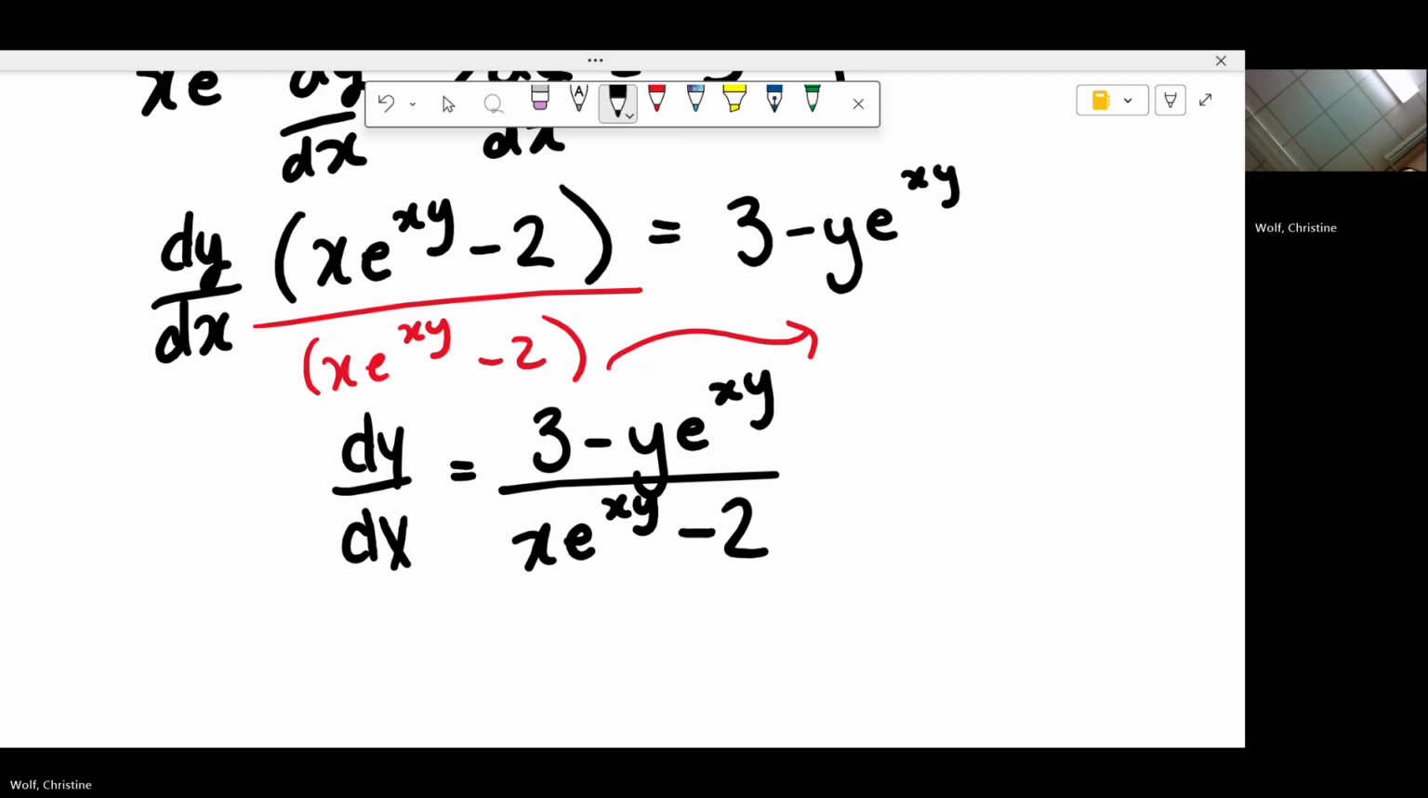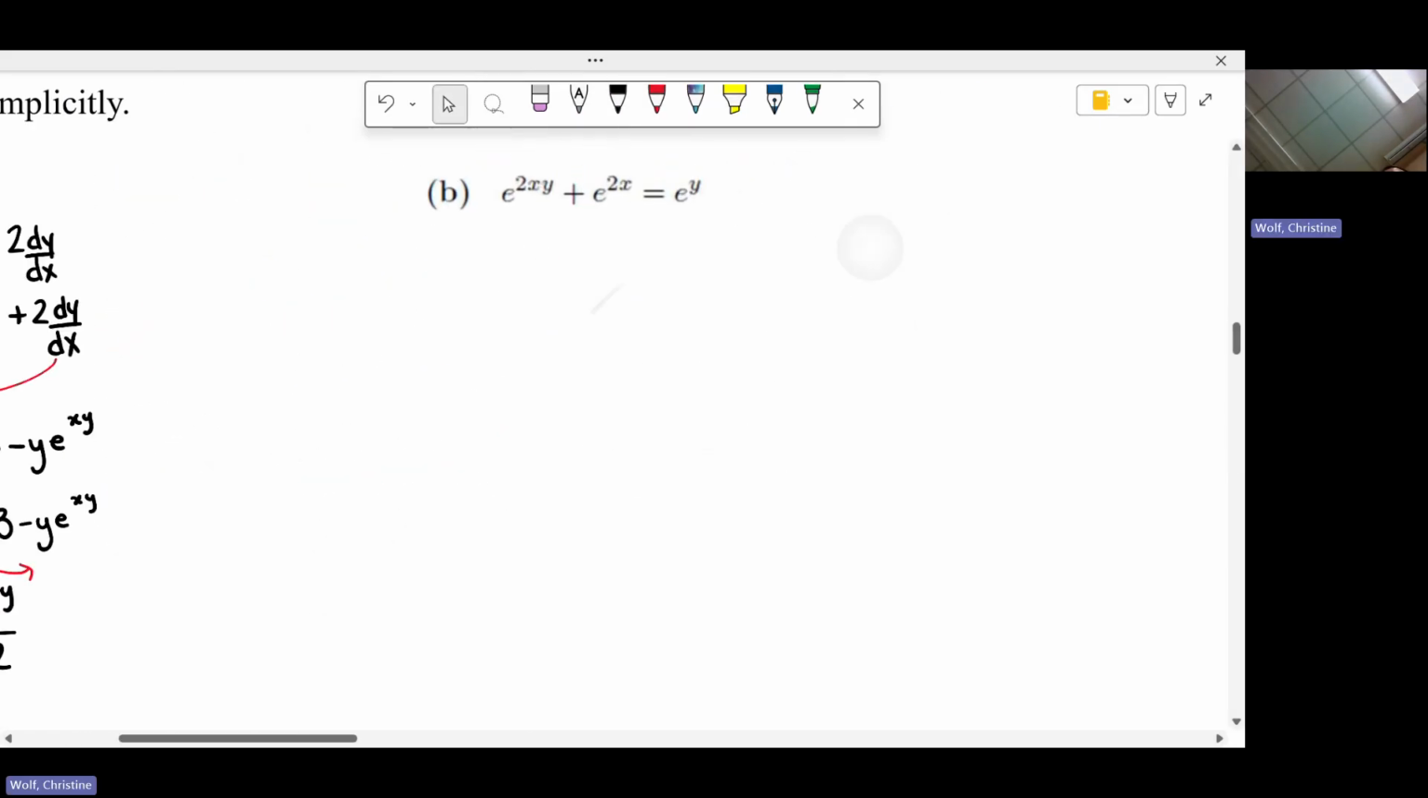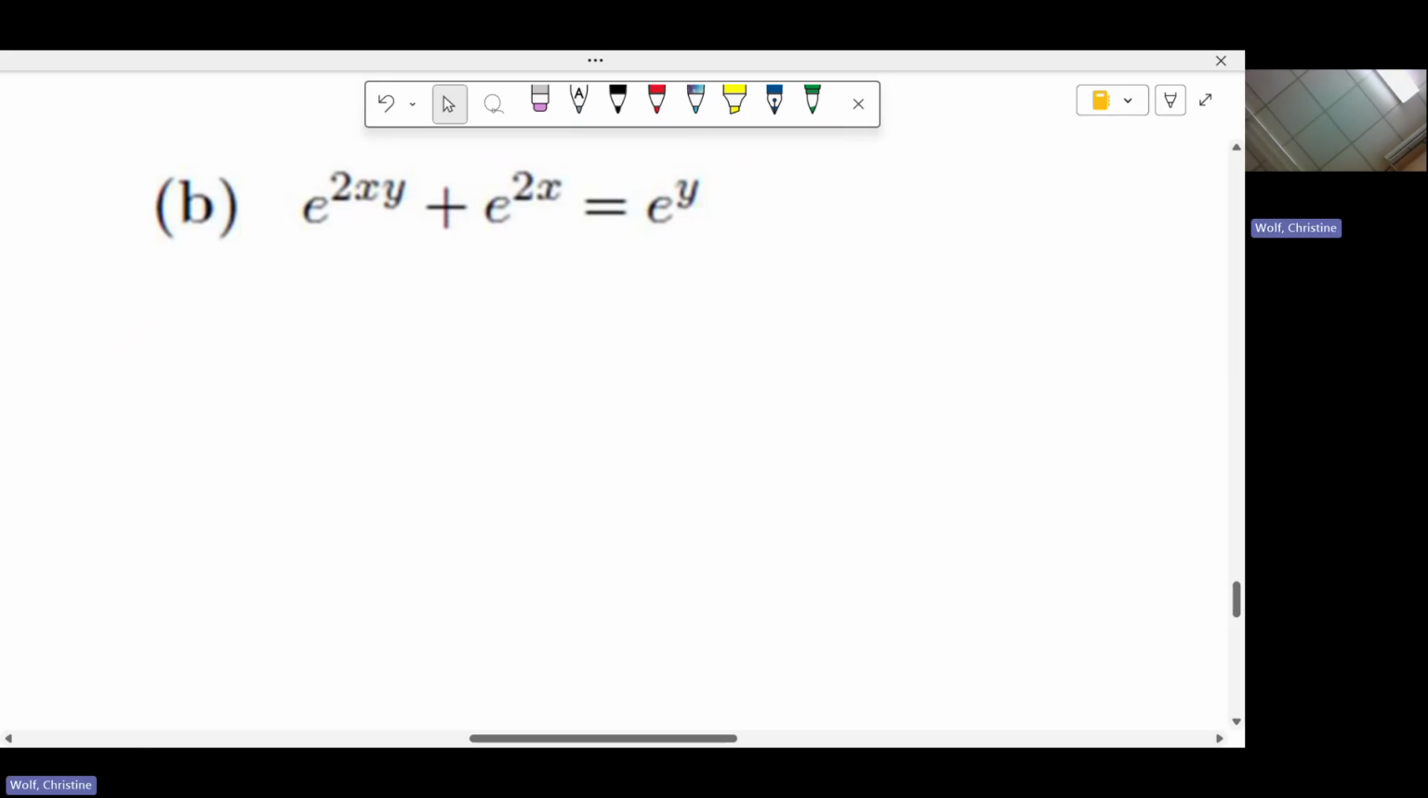Okay, let's do one more. Any questions on this guy? Okay, one more. Write small. All right. Because we can see, okay, no product law. But this time I see my exponent is a y. So we just have to slow down and think.